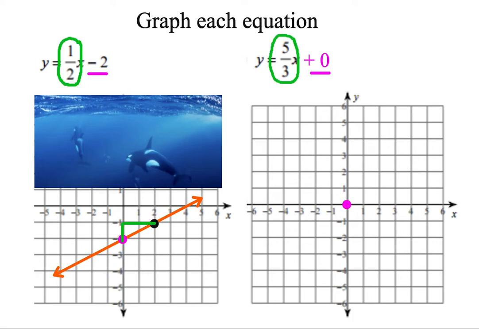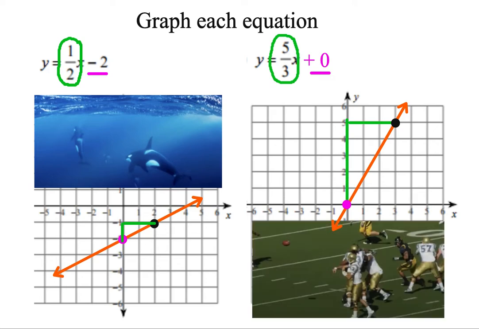Oh yeah, I forgot to highlight the other one. Up 3. Up 5 over 3 is what I meant. Then put our point. This one, in my mind, it looked like a passing route. So I was thinking a wide receiver goes up 5 yards over 3, and then the QB is going to throw along that orange line there to hit him at that spot.